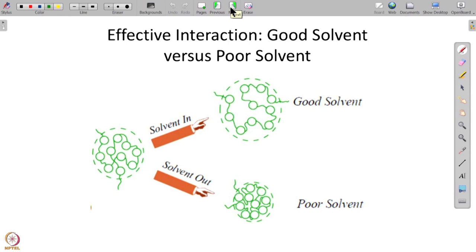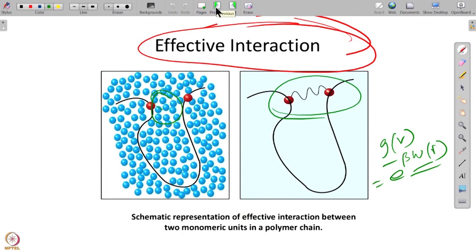So, if the solvent is such that it does not like the polymer, then the water molecules will go away and the polymer will collapse. However, if they like the polymer, then they will be inhibited inside and then the polymer will swell.